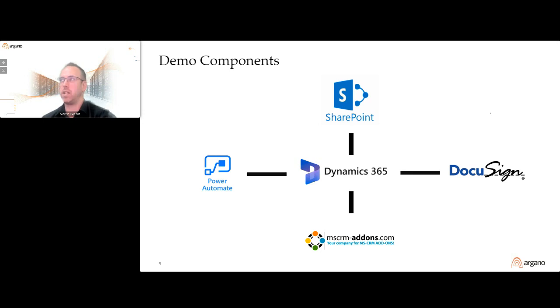On the right side, we have DocuSign, which is not a Microsoft product, but we will use it for electronic signature. So we're not just going to say, here's my document, I want to automate it into the CRM. We want to send it to the client and be able to have an electronic signature with it.